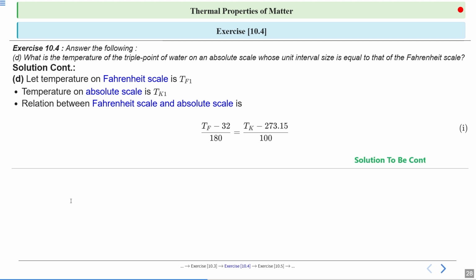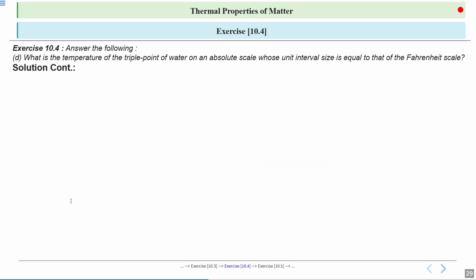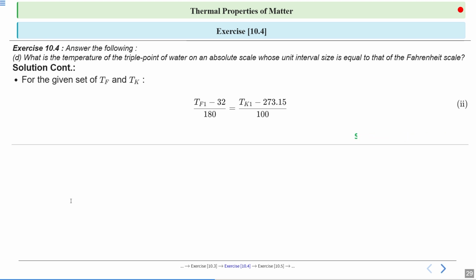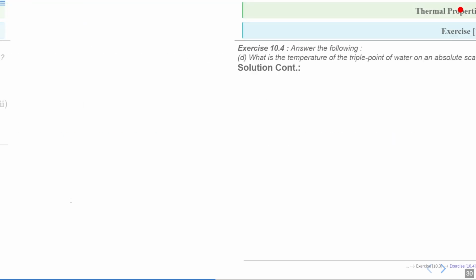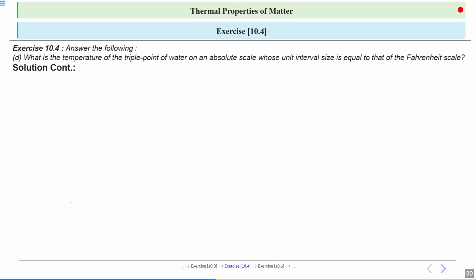Alright. Now, for the given set of TF1 and TK1, (TF1 minus 32) divided by 180 is equal to (TK1 minus 273.15) divided by 100. Now, subtracting the first equation from the second, we get (TF1 minus TF) divided by 180 is equal to (TK1 minus TK) divided by 100.